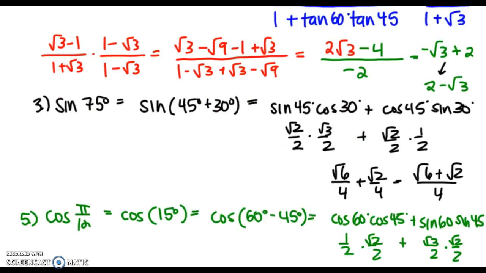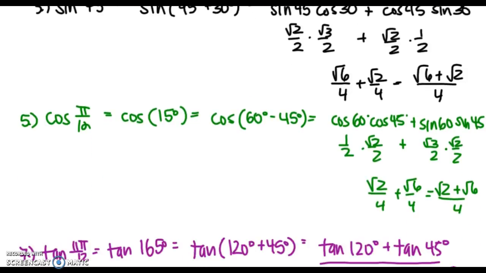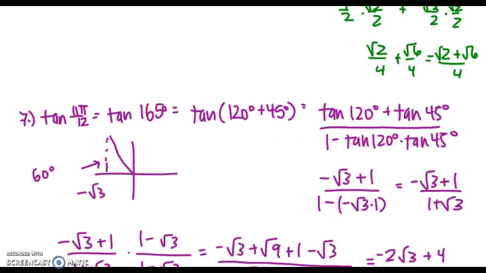I changed it into 45 plus 30, expanded it, put in my values. You do want to try to stick to the first quadrant if you can. So 45 and 30 were nice choices. Cosine of pi over 12, change it into cosine of 15. Once again, stay in the first quadrant if you can. So 60 minus 45. Plug and chug your trig values.